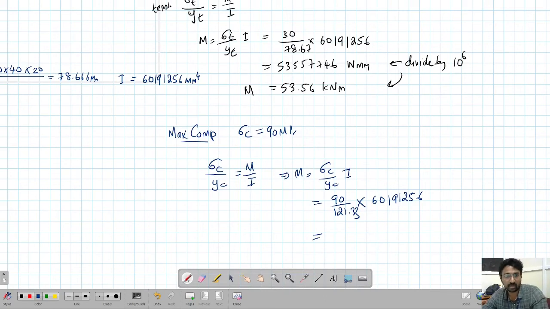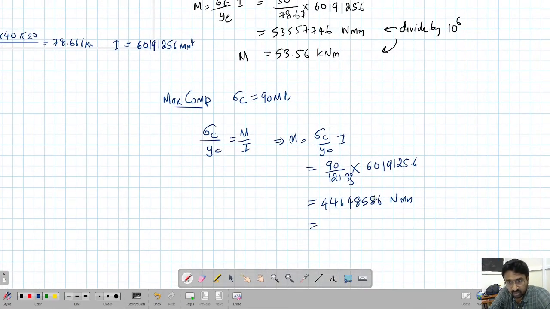What is this value? Let's quickly calculate. This is 90 times 60191256 divided by 121.33. This is 44648586 Newton millimeter. If I divide by 10 raised to 6, it is 44.65 kilonewton meter. So this is the moment for maximum compression. So these are the two scenarios.